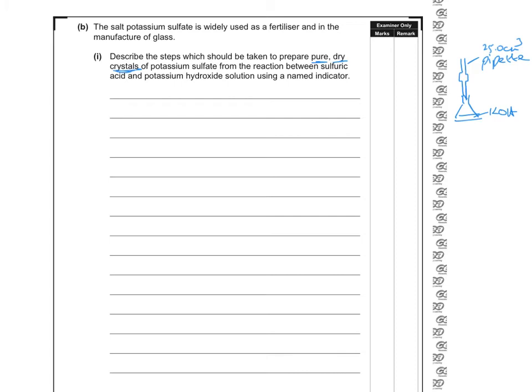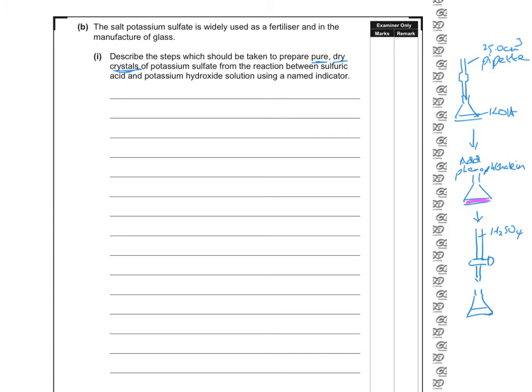I'll put the answers in a moment, but I'm just going to take you through the method first of all. So I've measured the volume of alkali into the conical flask. What I would then do is add some phenolphthalein. Of course, that will change it to pink because there's alkali in it. We then run the sulfuric acid from the burette into the alkaline solution until it goes from pink to colourless.